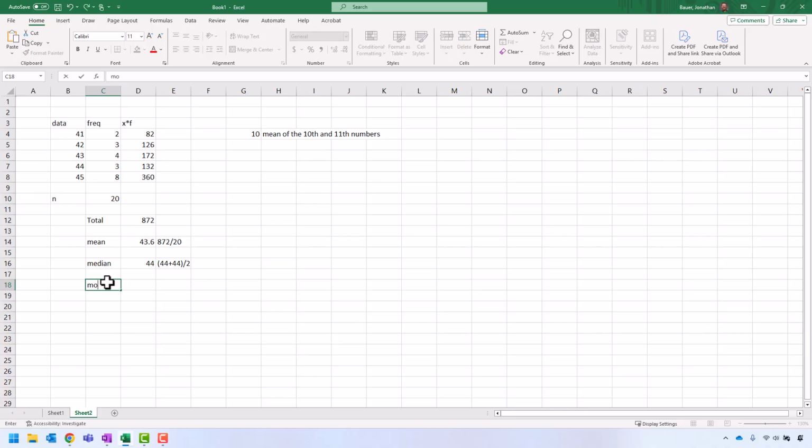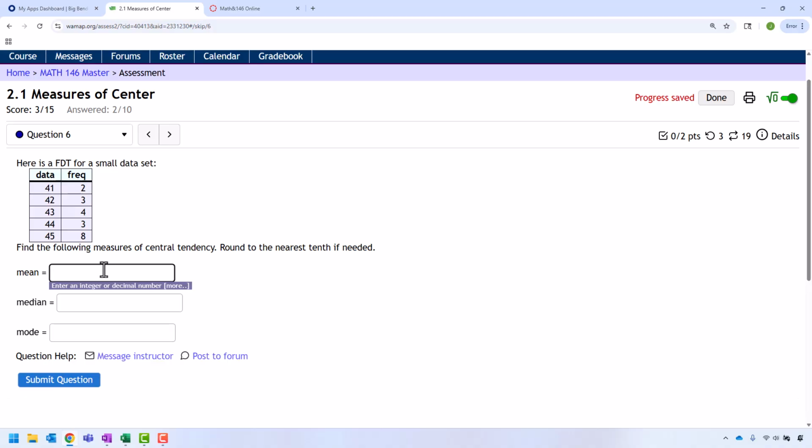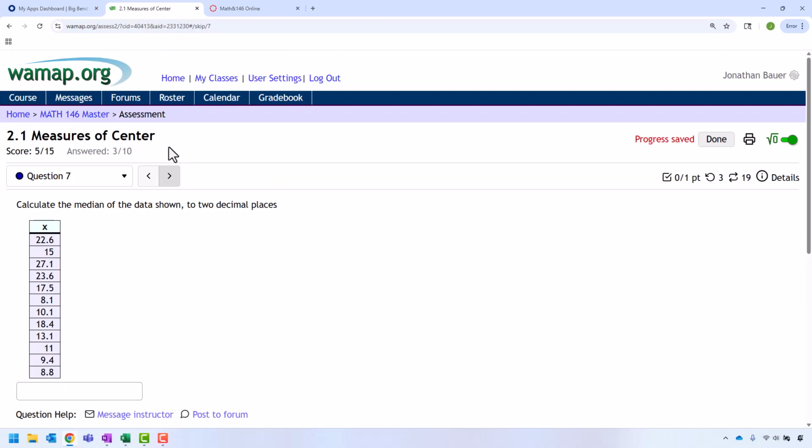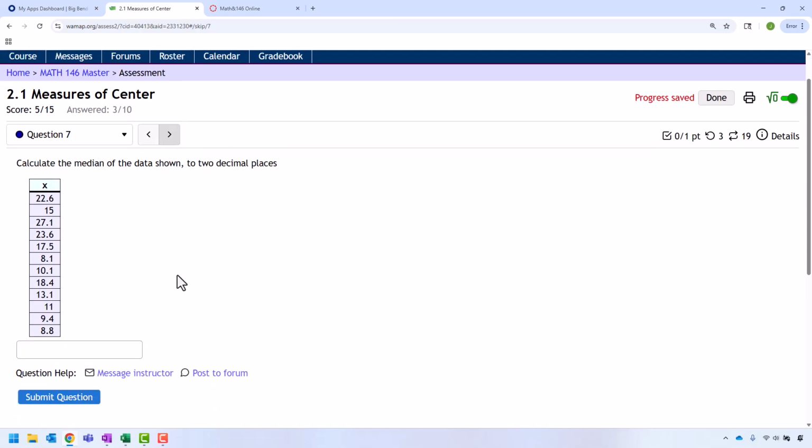Now for the mode, if we have a frequency distribution table, we just need the one that occurs most often. So if I look here, I had 2 of these, 3 of these, 4, 3, 8. So my mode is going to be 45. So 43.6, 44, and 45. I was just using Excel there to see.